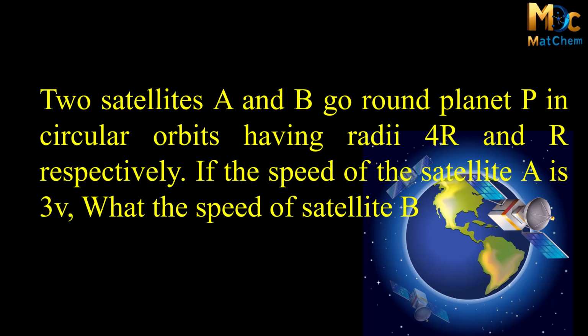In this particular video, we will be discussing a question from the chapter Gravitation, especially associated with the concept called orbital velocity. Orbital velocity is the velocity at which a satellite is orbiting around the planet, or especially around the Earth. So that is called its orbital velocity.